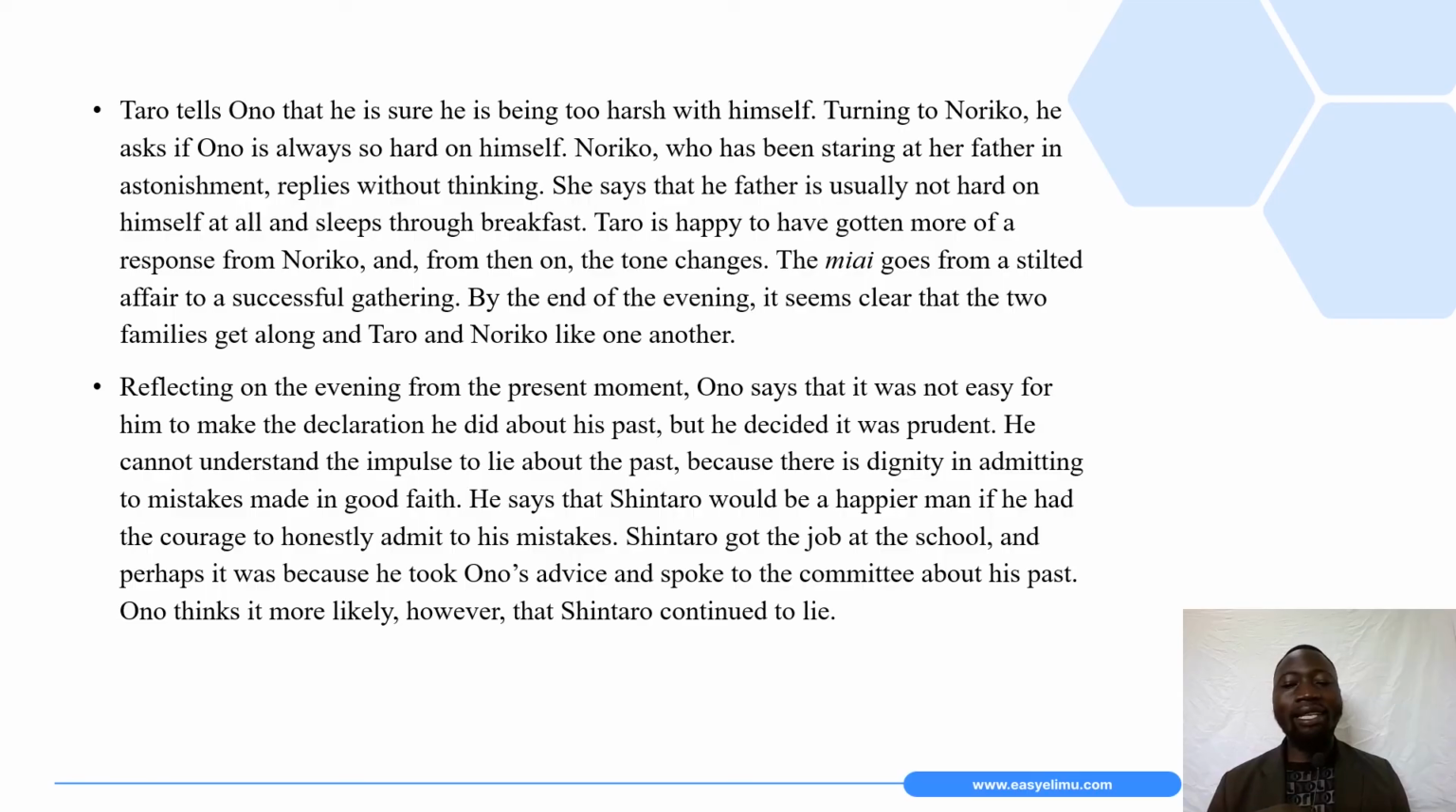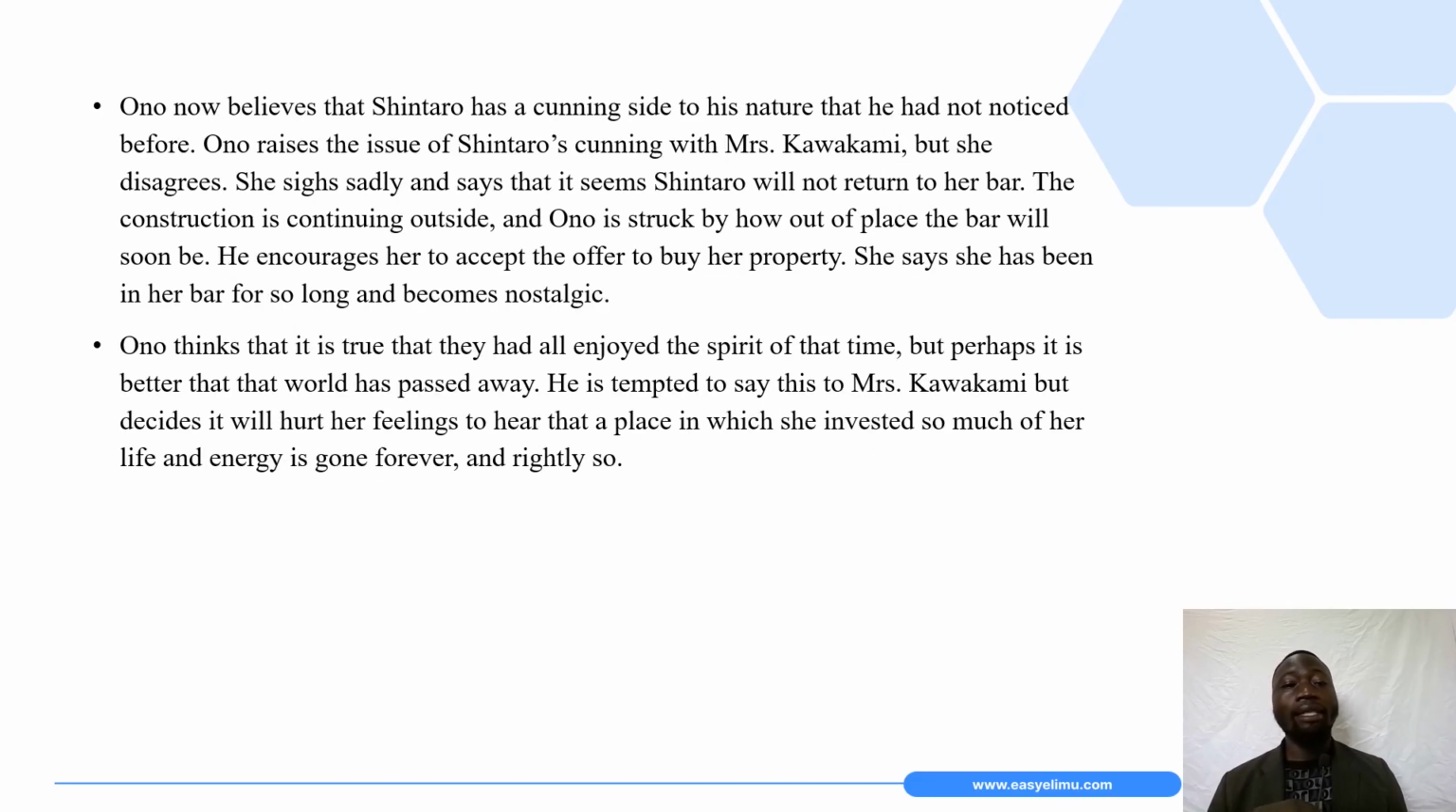So Ono thinks it more likely, however, that Shintaro continued to lie. So Ono now believes that Shintaro has a cunning side of his nature that he had not noticed before. That is, all those years they had been together. So Ono raises the issue of Shintaro's cunning with Mrs. Kawakami, but she disagrees. She sighs sadly and says that it seems Shintaro will not return to the bar.